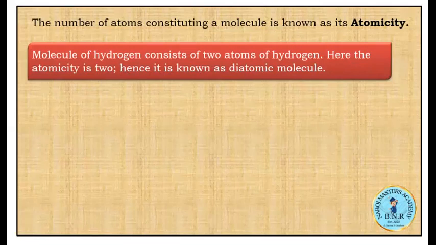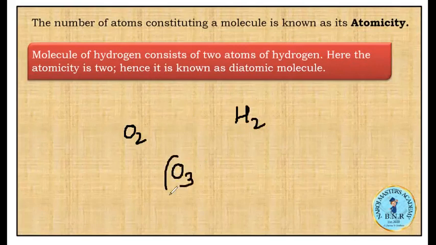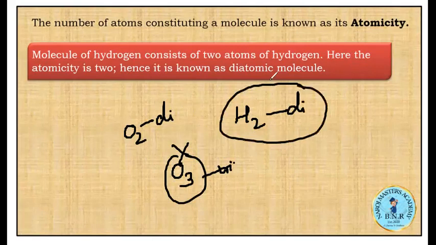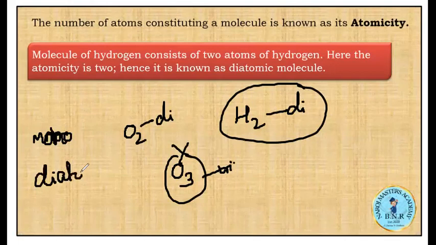Is it right? Give one more example: oxygen is also 2, hydrogen is 2, but ozone is O3. Is it right? It is not diatomic. It is triatomic. And this is diatomic. And this is also diatomic. Is it right? So the molecules which consist of only one atom are known as monoatomic. The molecules which consist of 2 atoms are known as diatomic. Is it right? So remember, very important, each and every point. What are monoatomic molecules and what are diatomic molecules and what are triatomic molecules and so on.